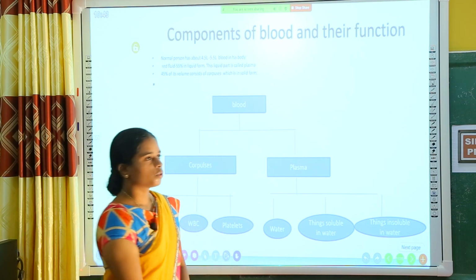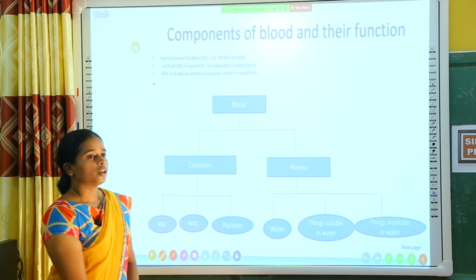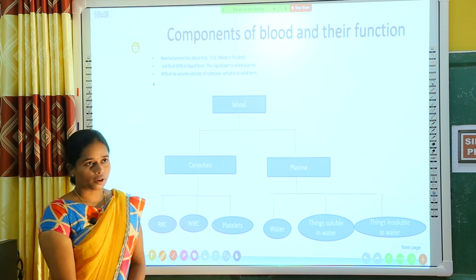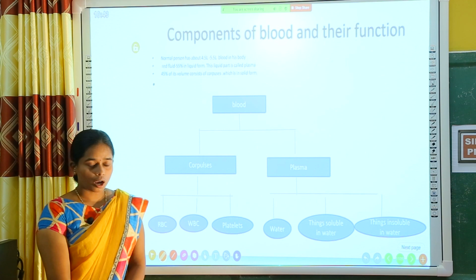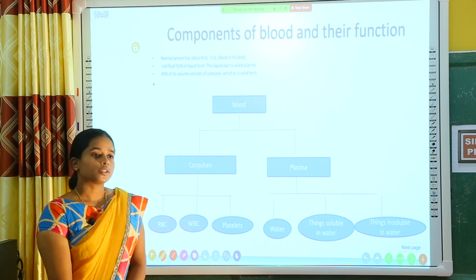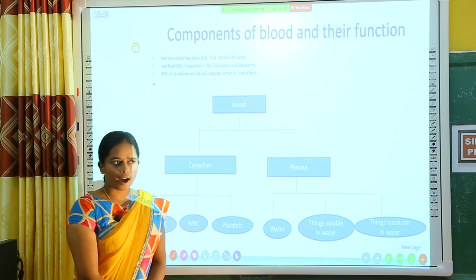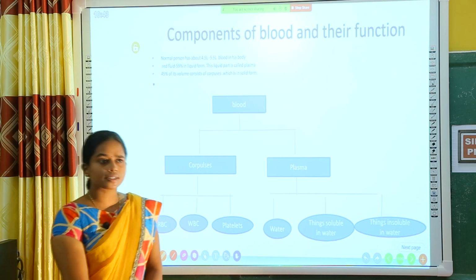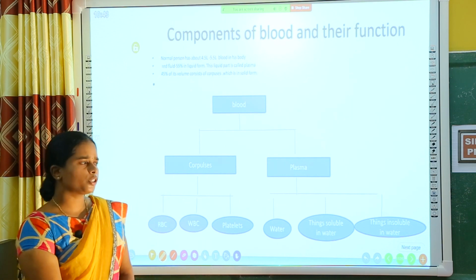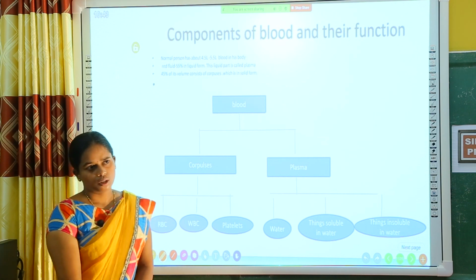Right. So, I think you understood about the structure of the heart and also parts of the heart and their functions. So, nowadays, you all know heart disease is the biggest problem. Everyone should be careful about these heart diseases.